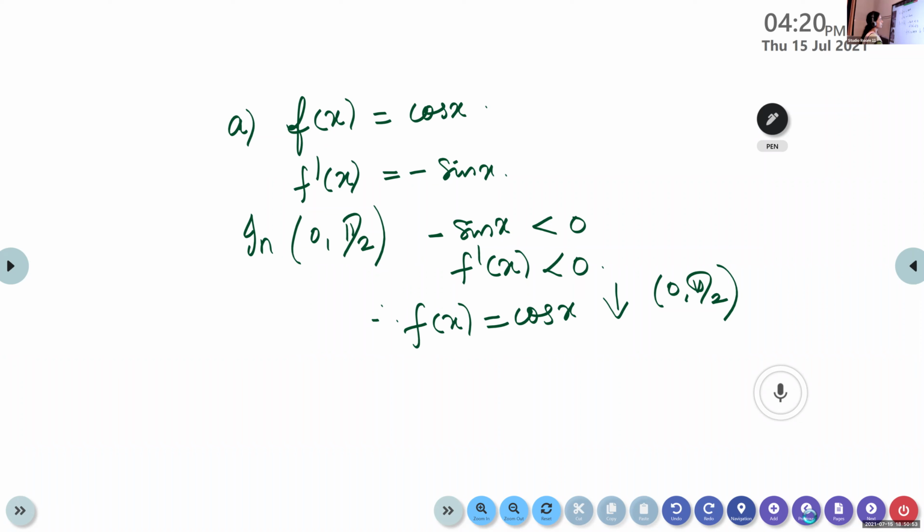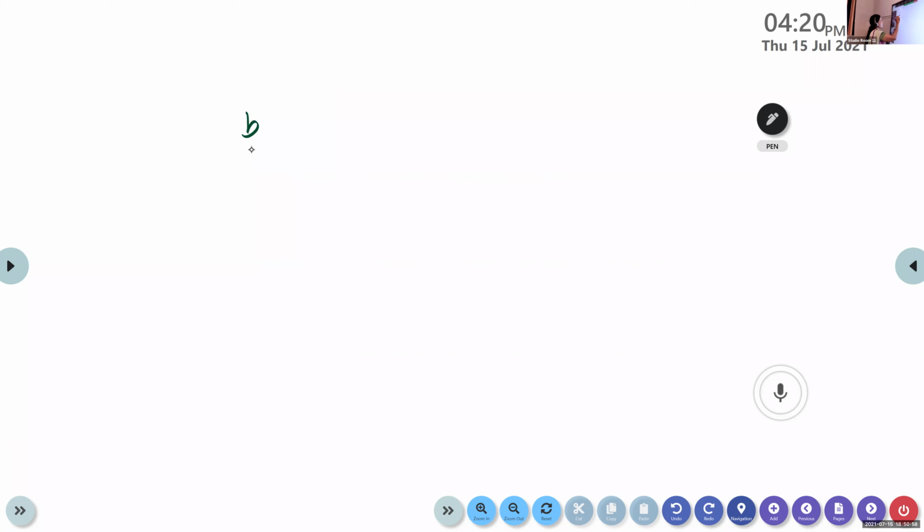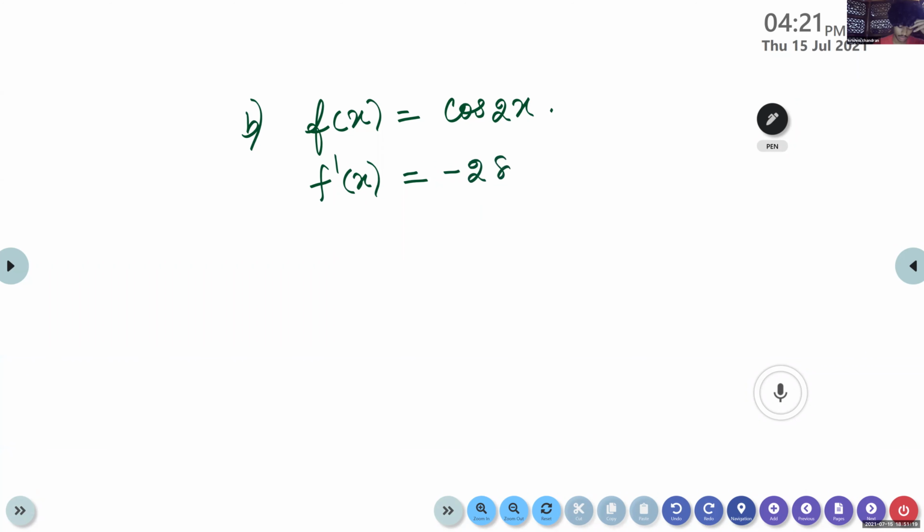Now look at the next one, the second one, B part. f of x is given as cos 2x. What is the f dash of x? Negative 2 sin 2x. Now we want to check whether sin 2x is positive or negative.